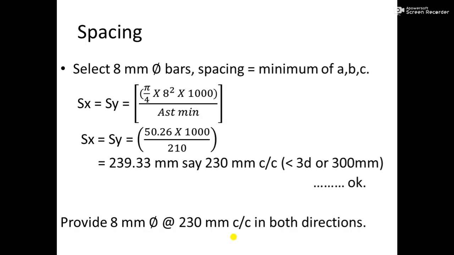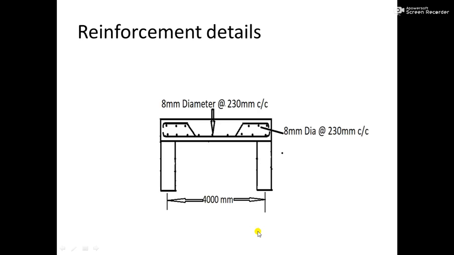Then spacing of this bar, using 8 diameter bars, spacing along y direction is width into area of one steel bar divided by total Ast, minimum Ast, and this spacing is 239.30, say 230 center to center, which should be less than 3d or 300, hence it is okay. So provide 8 diameter bars at 230 center to center in both directions.